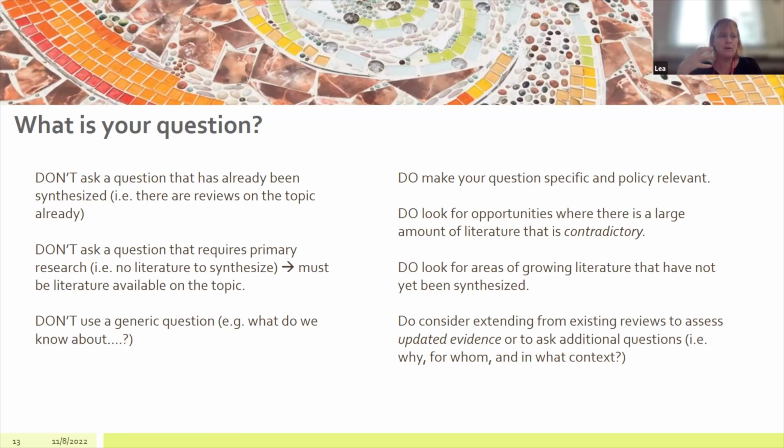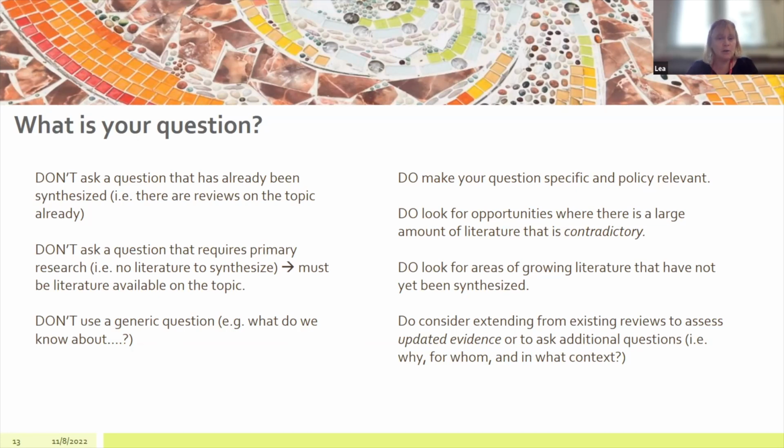So you probably want to look to existing assessments, existing literature, et cetera, to articulate exactly what your question is. Look for opportunities where there's a lot of literature, but some of it's contradictory. So you can be answering the question, well, why does this intervention work in one case, but not another? Why do we get this outcome in one case, but not another? Those are particularly well suited.